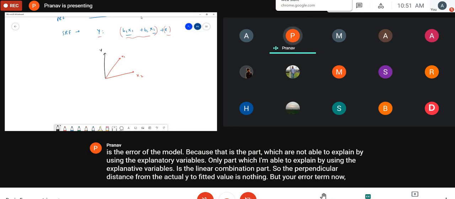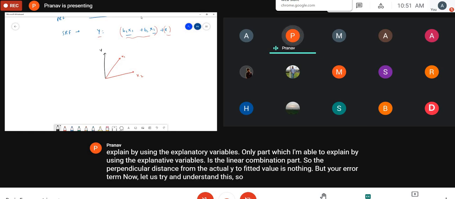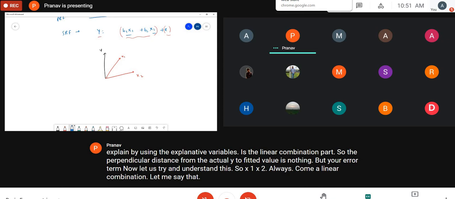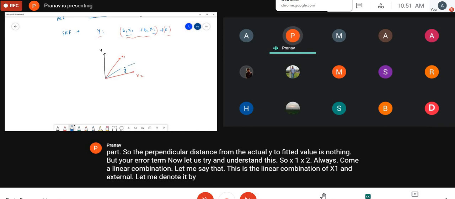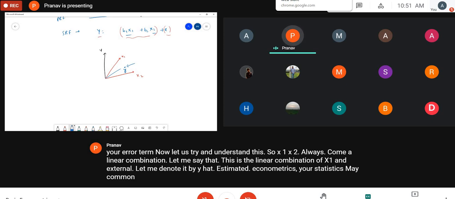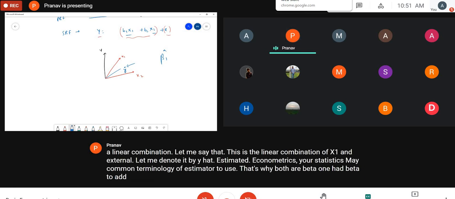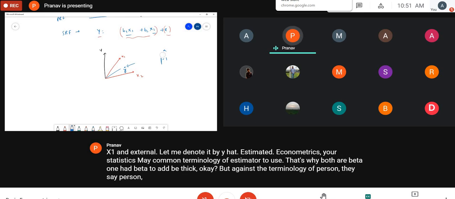Now let us try and understand this. So x1, x2, अगर इसका मैं linear combination, let me say that this is the linear combination of x1 and x2, and let me denote it by y hat, estimated. एक econometrics या statistics में common terminology है कि जहां भी आप estimator को use कर रहे हो वहां आप hat लगा देते हो. तो that's why बहुत सारे book में beta 1 hat, beta 2 hat भी देखोगे. बट अगेन टर्मिनोलॉजी आपको जो पसंद है, जैसे समझ में आता है वैसे यूज कीजिए.